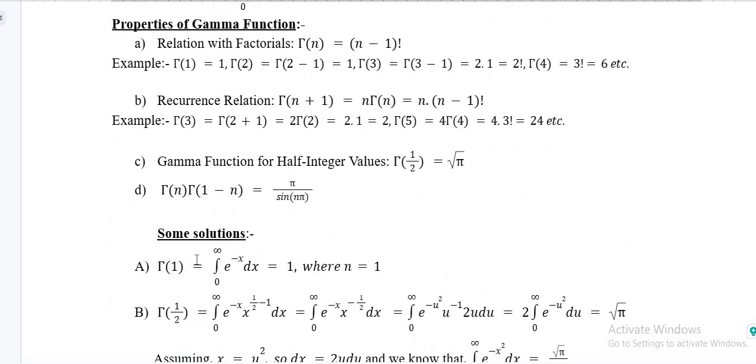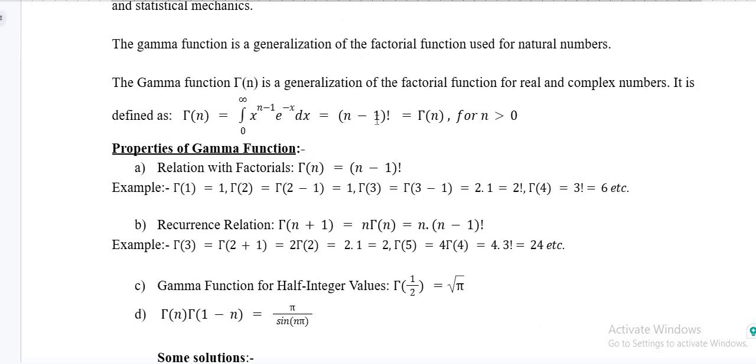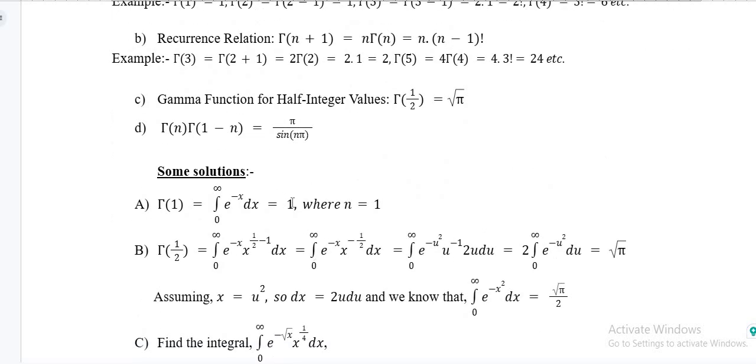So here gamma n is equal to integration over 0 to infinity e to the power minus x. Actually this is 1 into e to the power minus x dx. So what will be the solution? What is the general solution? This is n minus 1 factorial. Now we have this one. This is 1. So we know 1 minus 1 factorial means 0 factorial, which is equal to 1. So gamma 1 is equal to 1.